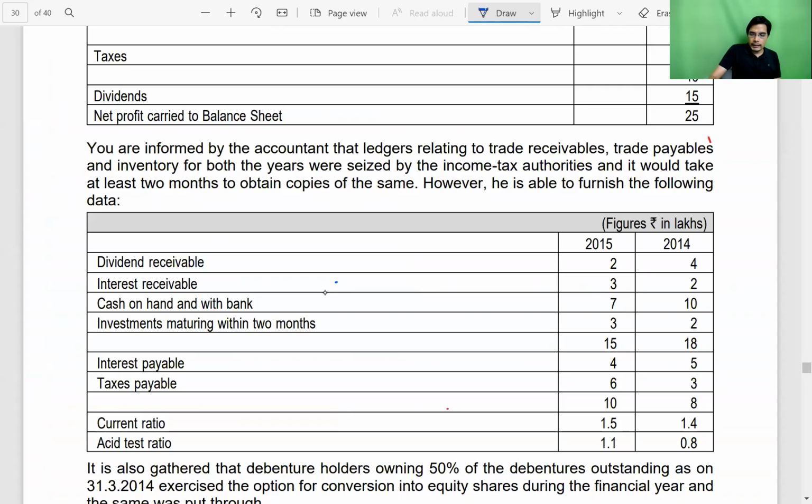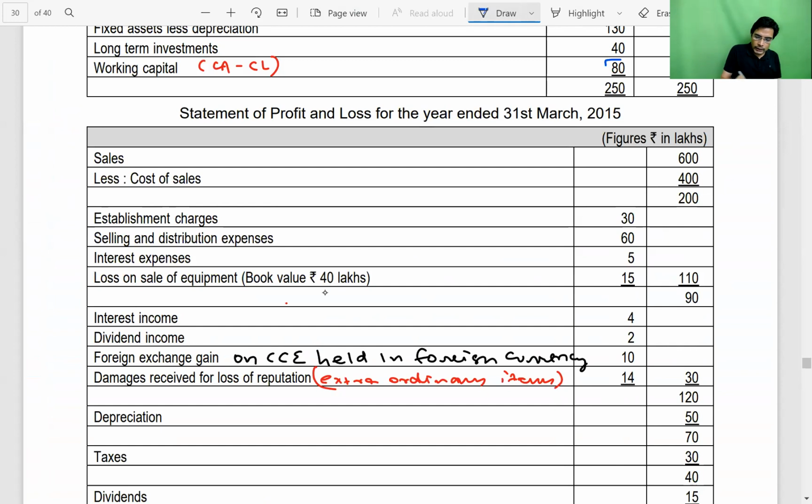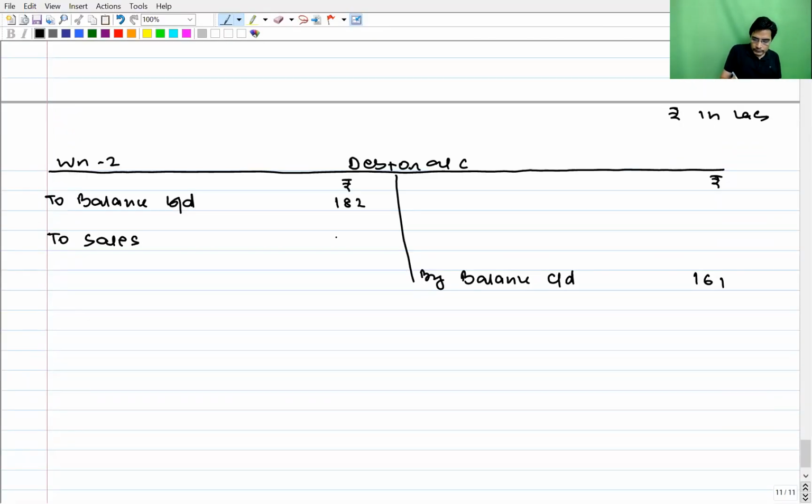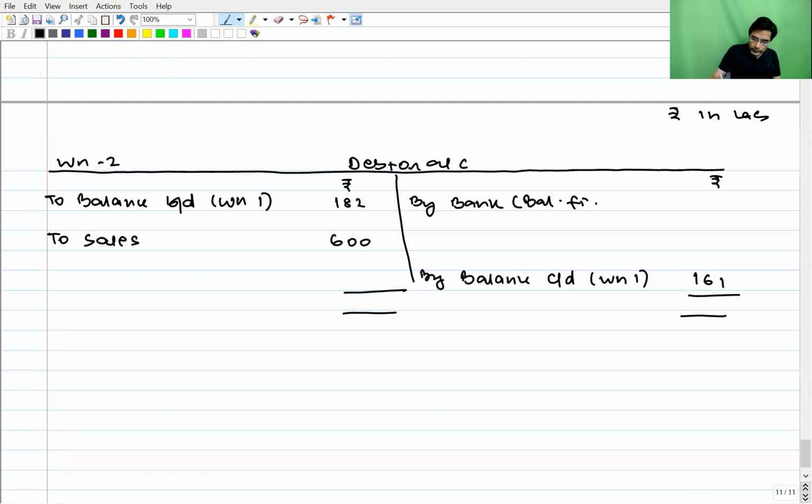Assuming the entire sales were made on credit, because whenever nothing is given, we should assume that the entire sales are credit sales, 600. Credit sales, 600 lakhs. The balance figure of this account would give us cash collected from debtors, which is 621. This we got in working note 1, these two things. So by bank account, balancing figure 621.